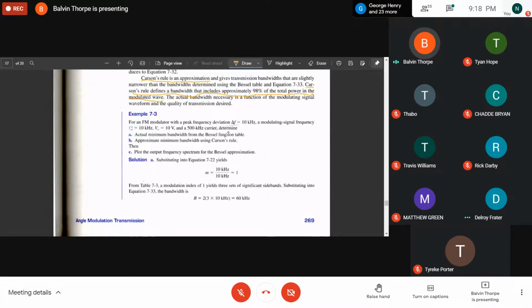And lastly, look at the last example and you will see how it even tells you more. It says that if you have an FM wave and it has a peak deviation of 10K and a modulating frequency of 10K, so the deviation is 10K and the modulating frequency is 10K. And you know the voltage of the carrier signal and the frequency of the carrier signal. It says that you must find the actual minimum bandwidth from the Bessel function table, and you must also use Carson's rule to find the bandwidth, so 2 rules to find the bandwidth.